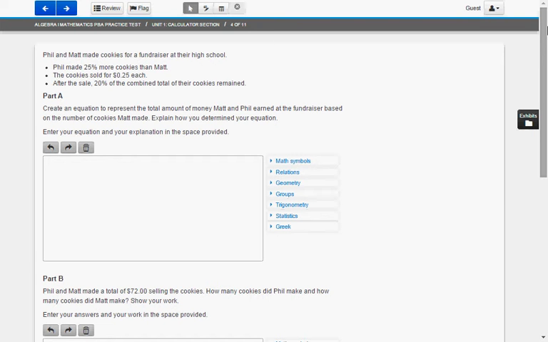Create an equation to represent the total amount of money that Matt and Phil earned at the fundraiser based on the number of cookies that Matt made, and explain how you determined your equation. Okay, based on the number of cookies that Matt made, we don't know how many cookies Matt made. I'm going to say M equals number of cookies Matt made.